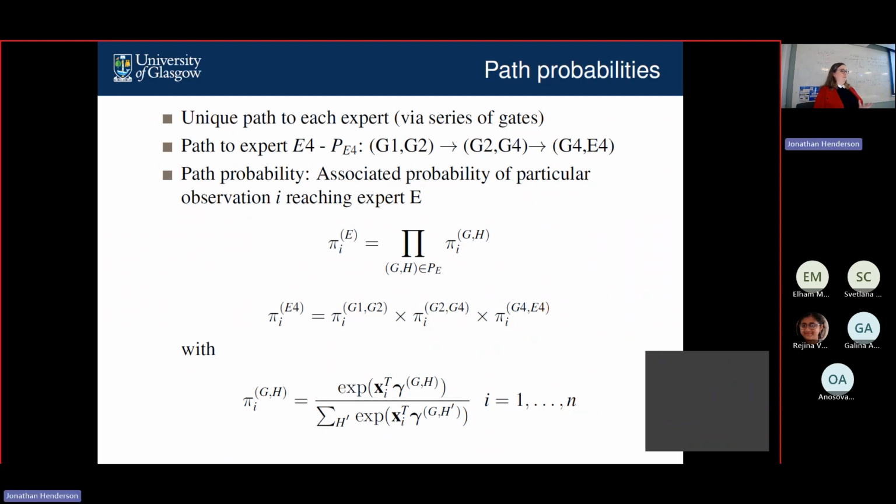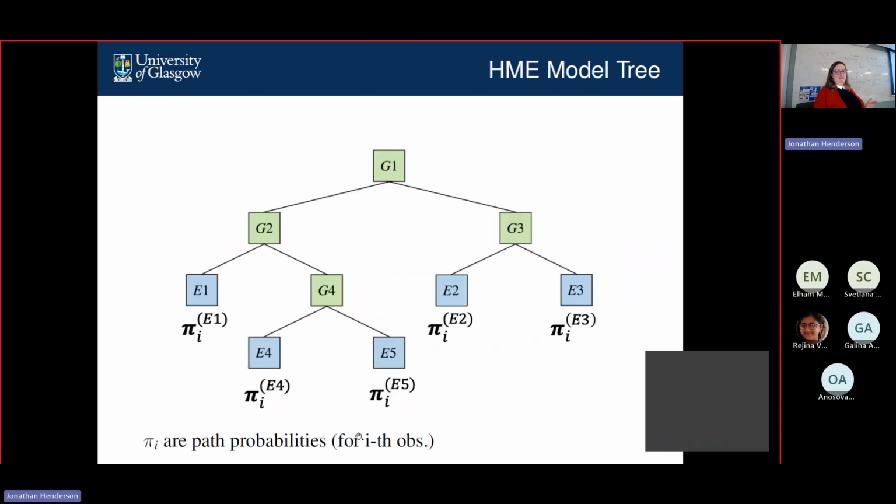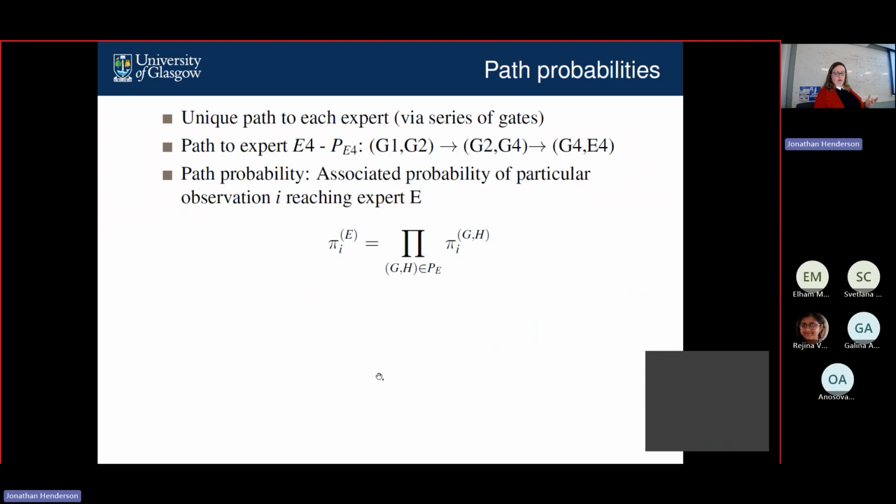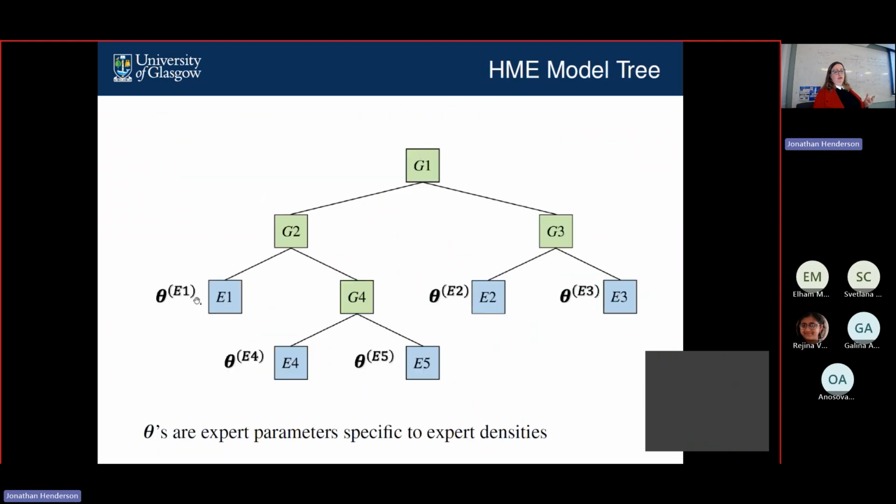If that seemed like a lot, basically just take it as a tree. Probability going from here, probability going to here, the product of those gives us the probability of being in E2. That's sort of how it works. You have to model all of those. So this is what we're learning when we're doing hierarchical mixture of experts. We're learning those gammas given a fixed architecture, and we're also learning the parameters within those conditional densities down in the experts, the ones that are actually modeling the relationships.